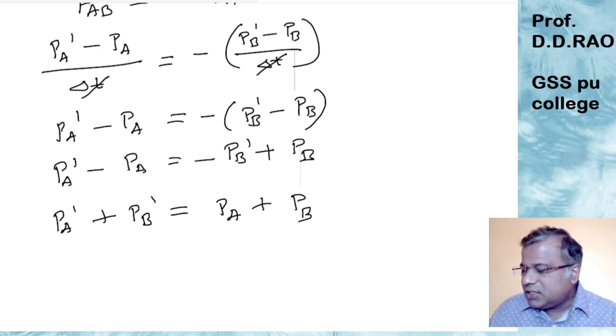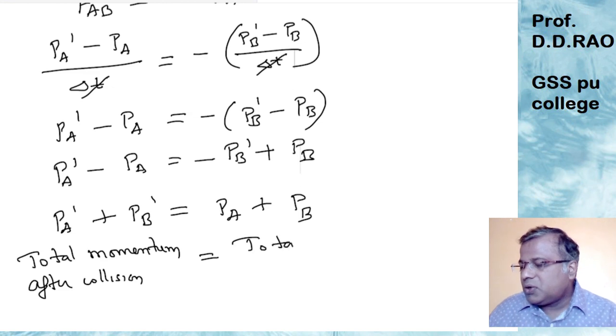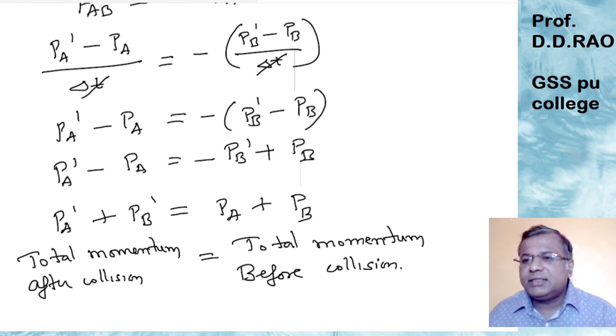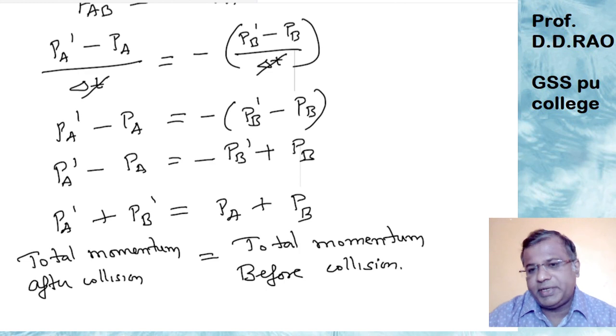So here, this is total momentum. I'm not saying individual momentum. So total momentum after collision is equal to total momentum before collision. And this is how you are basically going to prove law of conservation of momentum.